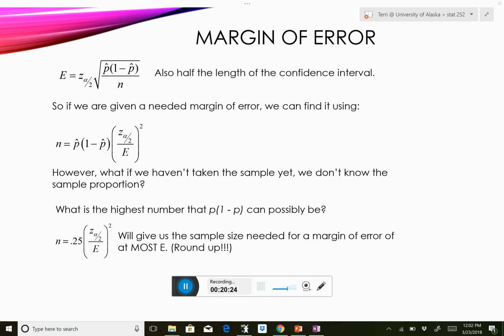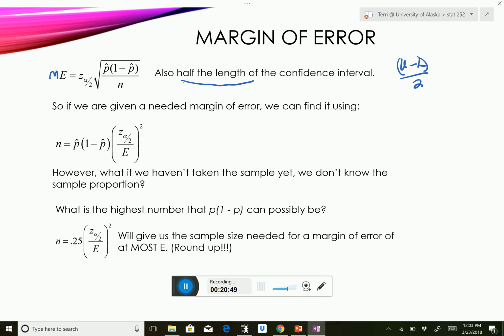So, remember, margin of error, I like to call that ME anyway, is Z times the square root of p hat, 1 minus p hat over n. And so it's also half the length of your confidence interval. Remember, you can take your upper bound minus your lower bound, then divide by 2. So you can actually find your margin of error that way.